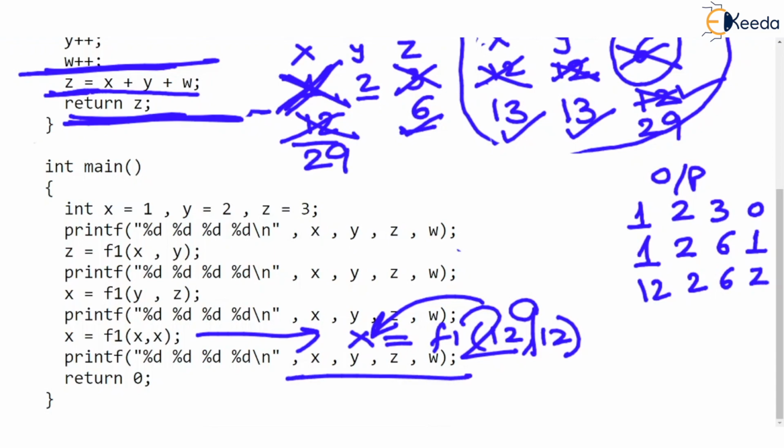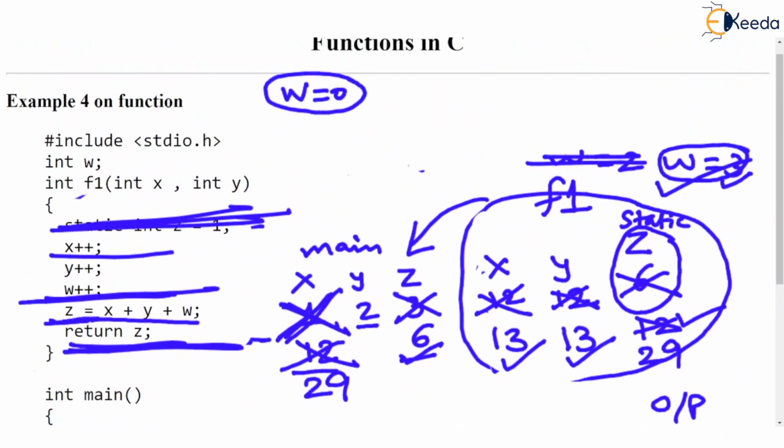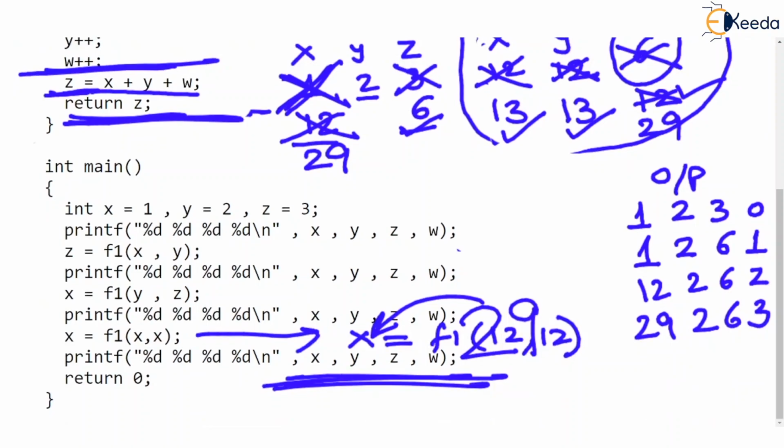And the last line is printing X, Y, Z, W. X is 29, Y is 2, Z is 6, but remember W, global W had become 3. So this is the entire output. After that, obviously the program ends.